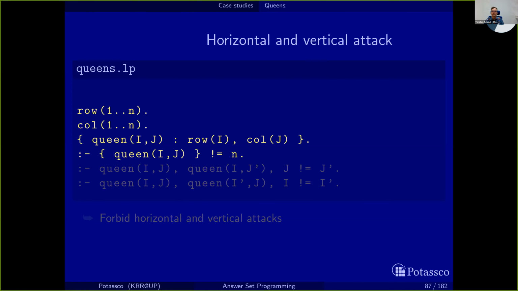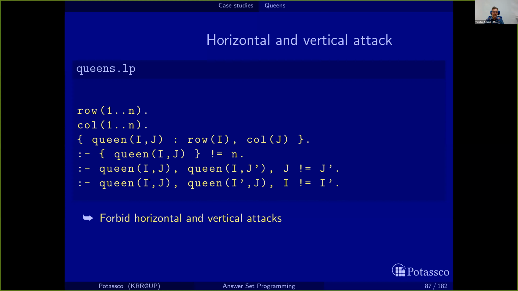And now let's actually forbid horizontal and vertical attacks. An easy way to say it is: it cannot be the case that in the same line, that's the same I, there are queens in different positions, and hence they attack each other. And the same actually for vertical attacks, right? So you have to have this inequality, otherwise a queen may attack itself. Good. So this is more or less the way to forbid horizontal and vertical attacks.